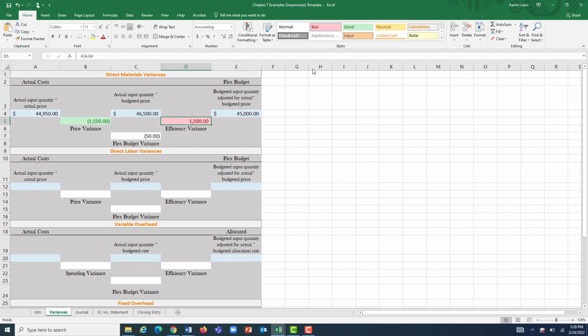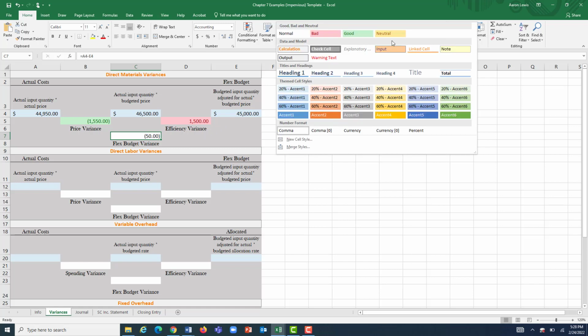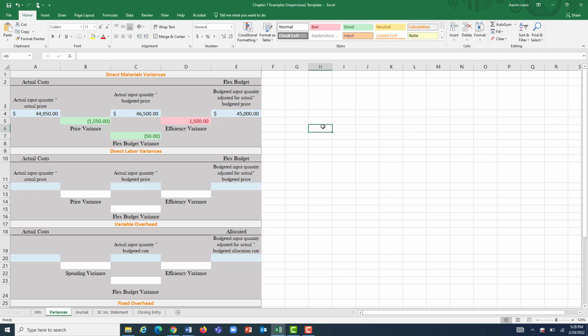Well, that's bad. That's no good. And overall, our flex budget variance, we actually spent $50 less than we should have. So that guy, he's good for us. He's favorable. We're going to use the good filter on that. So we've analyzed what happened with our materials.